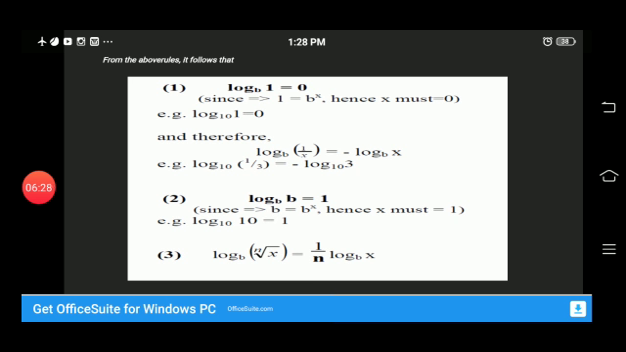Second is log of b is 1. When the base and the variable both are the same, then the value of the log would be 1. B will cancel with the b. Next, log of the nth root of x. When it is nth root of x, it means x raised to power 1 over n, and when 1 over n is in the power, that 1 over n will come in the beginning of the log.